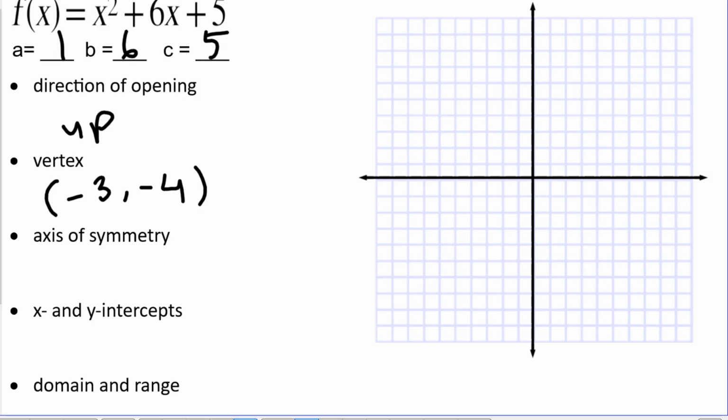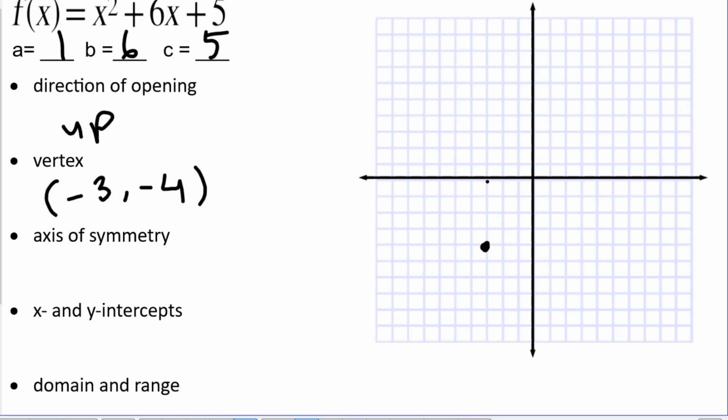When we sketch our graph on the right, sketch means represent the key characteristics through a drawing. So I can plot this point to start us off. I can go negative 3 to the left, negative 4, I'm going down. Here's where my vertex is.